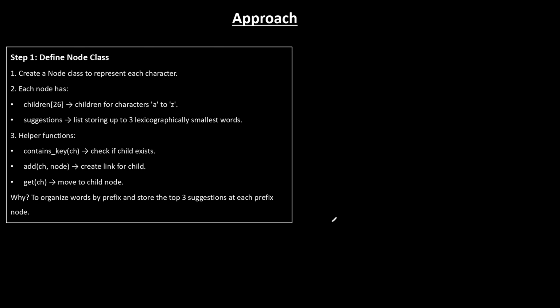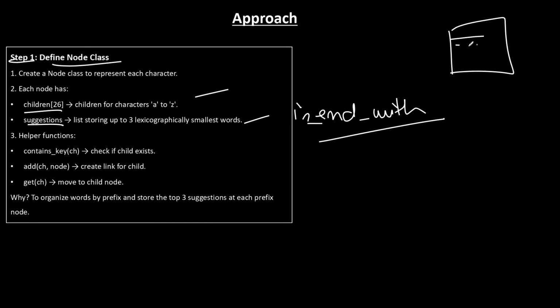Now, since we got the intuition of the problem, let's look into the approach of how we're going to solve it. So let's start with step one, which is defining the node class. What does that mean? The node class has children, suggestions, and is end. Okay, so this will create a reference node having these three parameters in it, 1, 2, 3, and helper functions within it. In this trie we will be focusing on only these three functions: contains key, to check if the child exists, add, to add the child basically for the insert operation, and get, to move to the next child node. This is done to organize words by prefix and store the top three suggestions at each prefix. So this is the node creation.